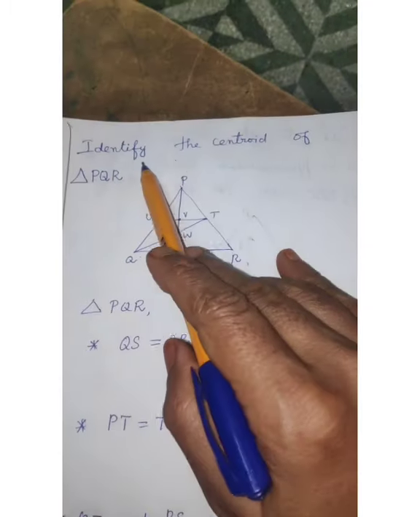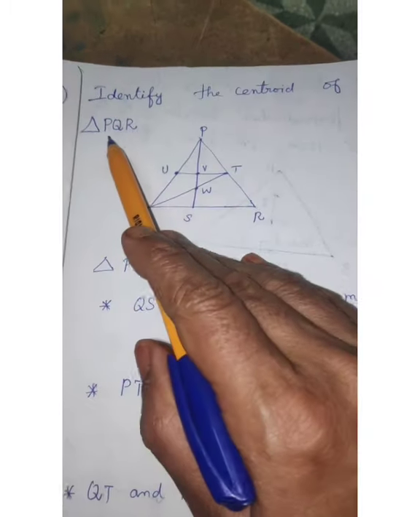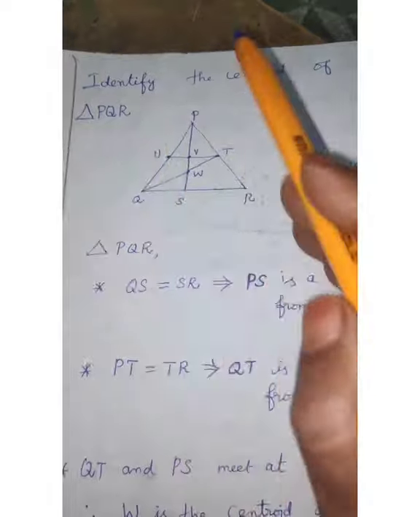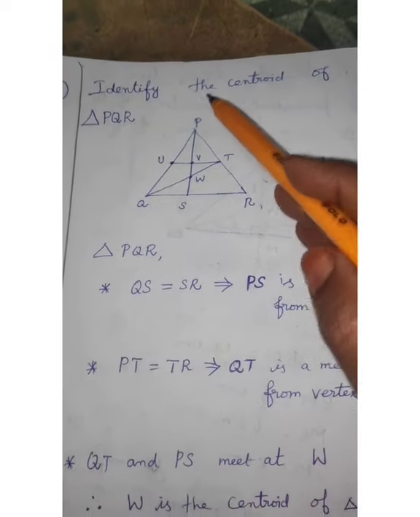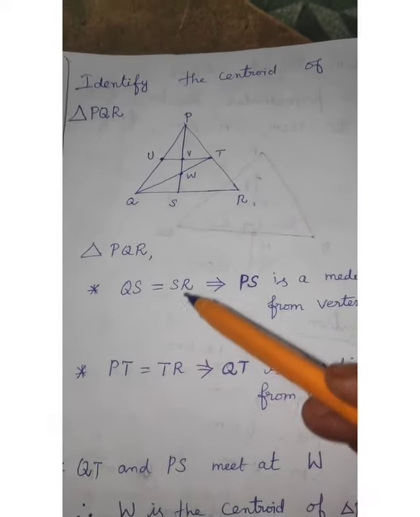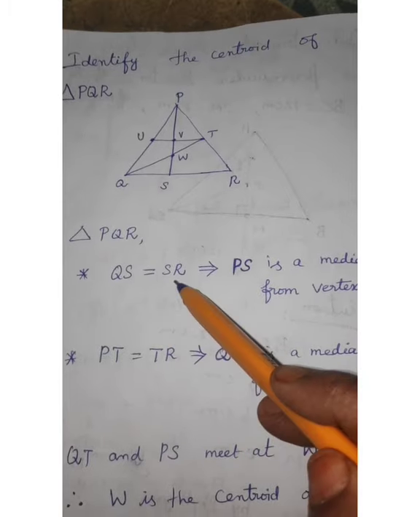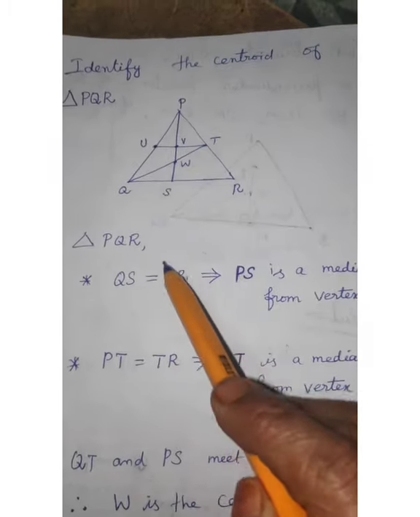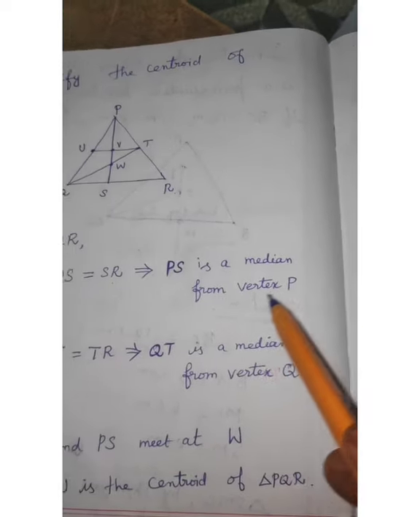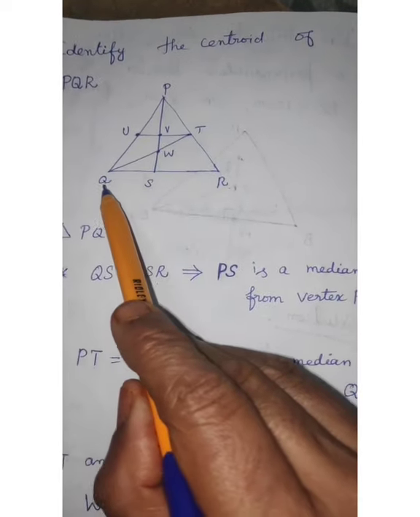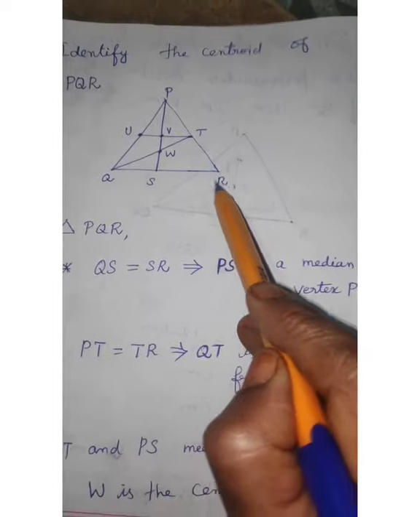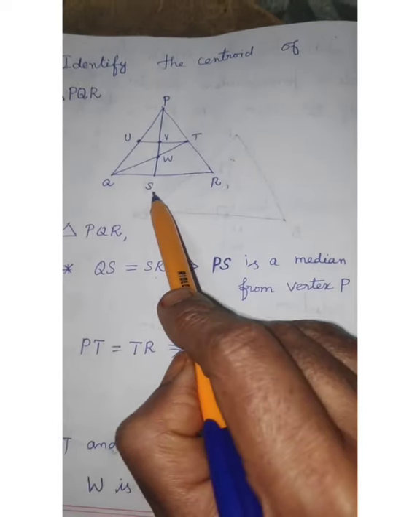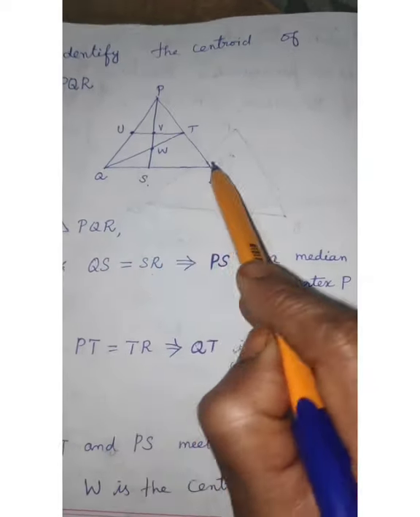This is very very easy. Identify the centroid of PQR. Centroid, in triangle PQR: QS equals SR. This implies PS is the median from the vertex. QS equals SR means PS is the median of the side QR.